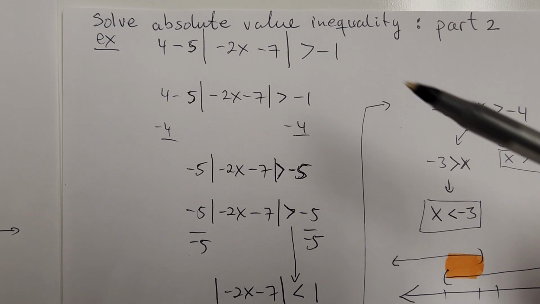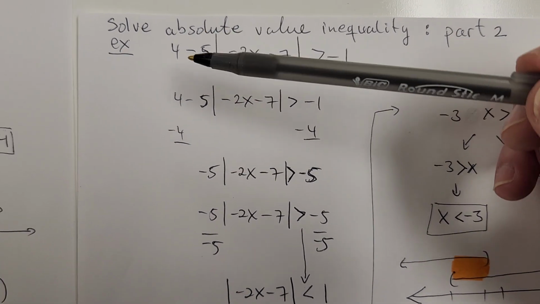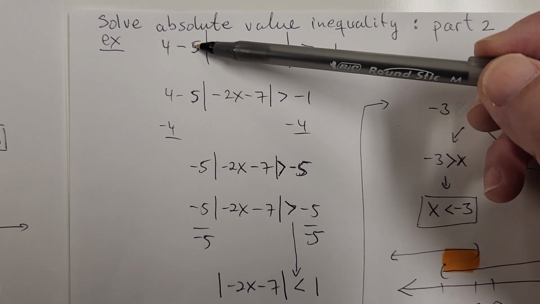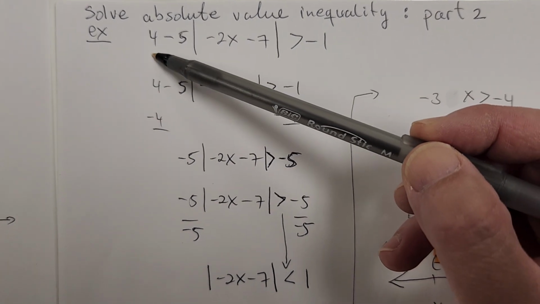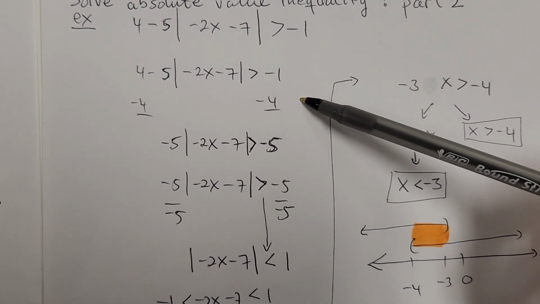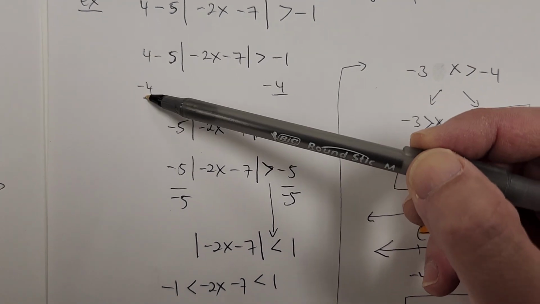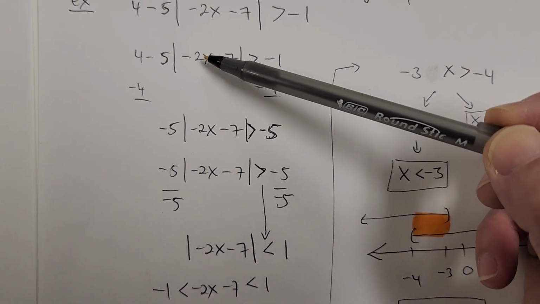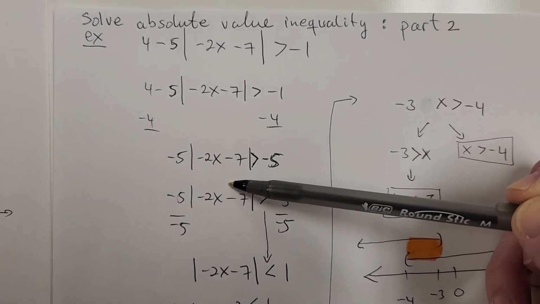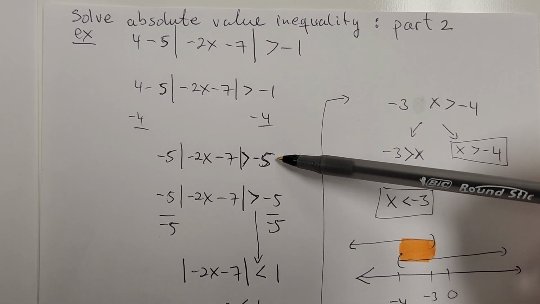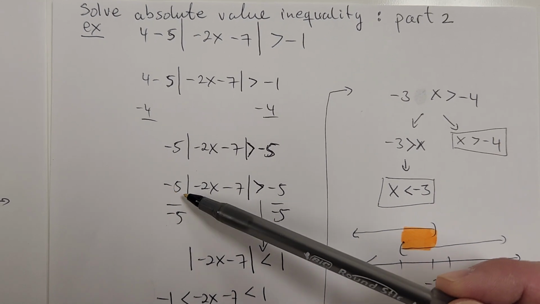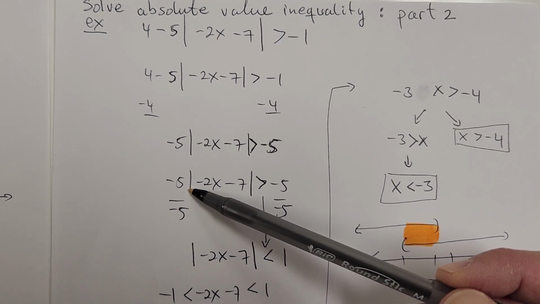So here we go, same procedure. Again, make sure nothing is here, and also nothing should be here as well. So get rid of this 4 by subtracting 4 from both sides. The 4 goes away, bring down the -5, bring down the 2x, -7, and then -1 -4 gives me -5.